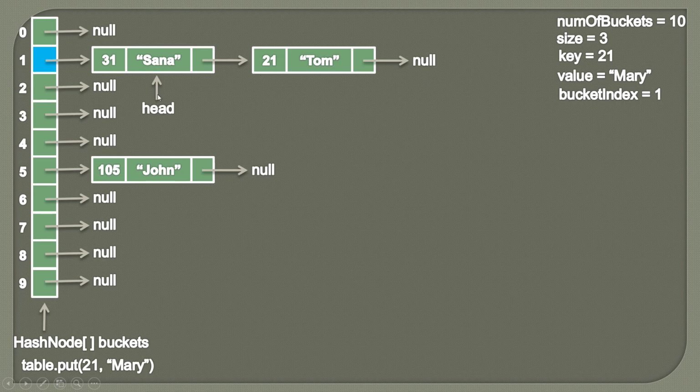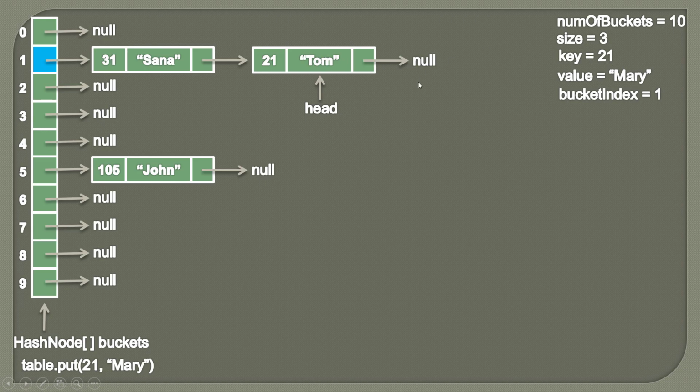So the way we do it is we do head.key, which is 31 here. We compare it with our key. So here you can see they are not equal. So what we do is we traverse head to its next node via this reference. So now we again compare head.key. So here you can see it's 21, and our key which we want to insert is also 21. So therefore they are equal.